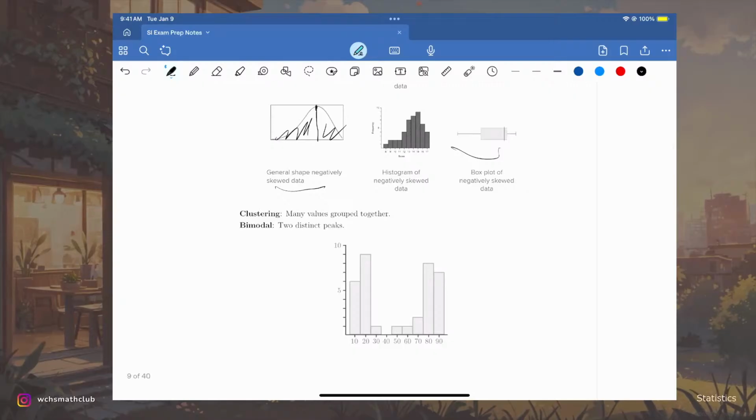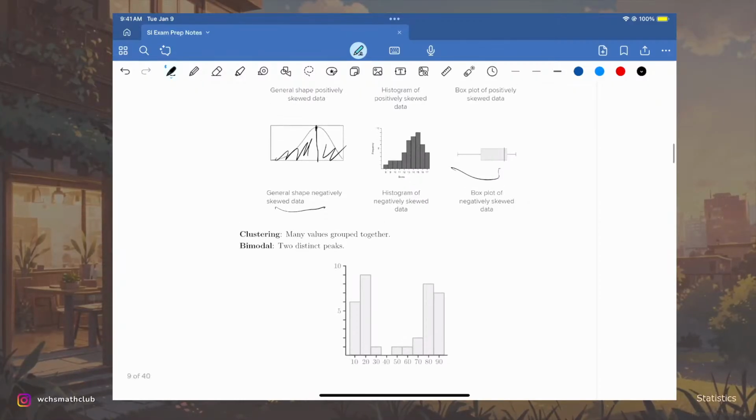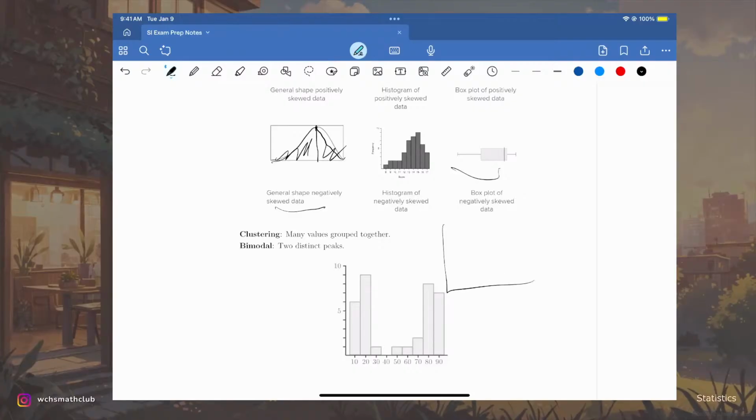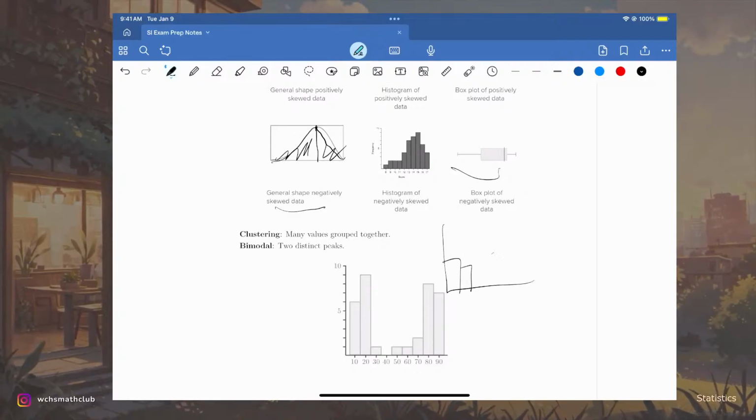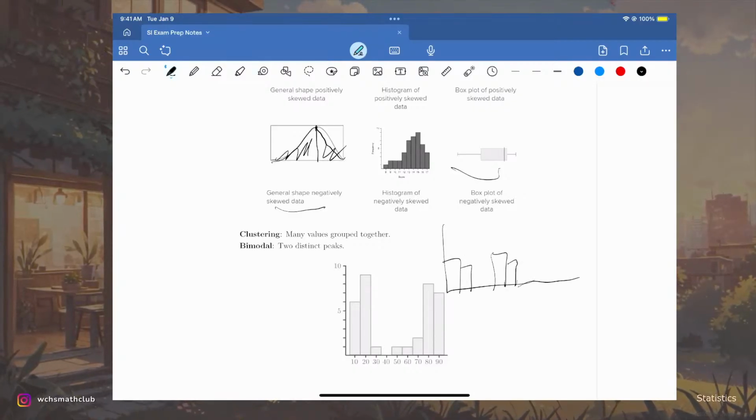Next is clustering, which is if there's a lot of groups that are kind of clustered together. This doesn't really follow any type of curve that we'll see over here above. Instead, it may look something like this, or if we have this, and then maybe another cluster, and possibly a third cluster like here.